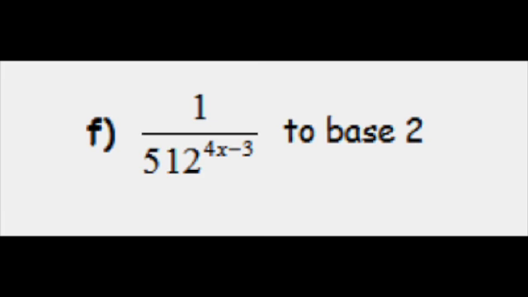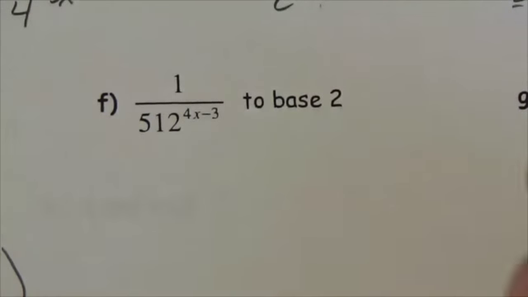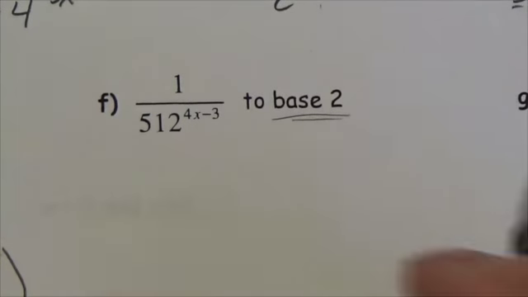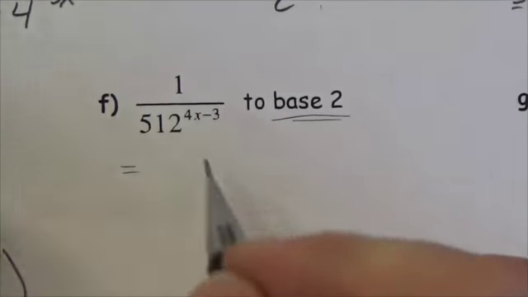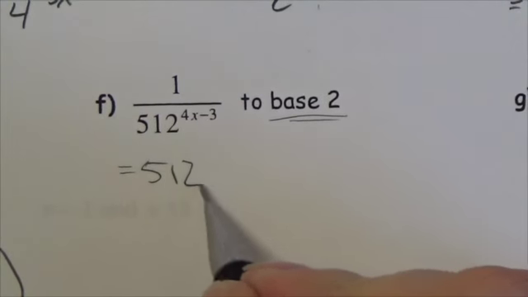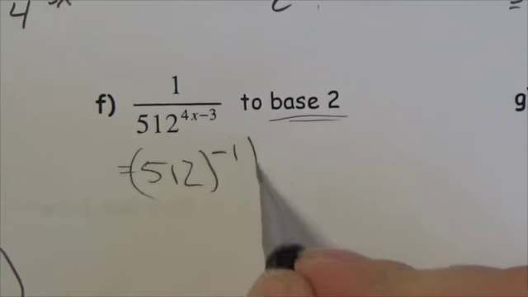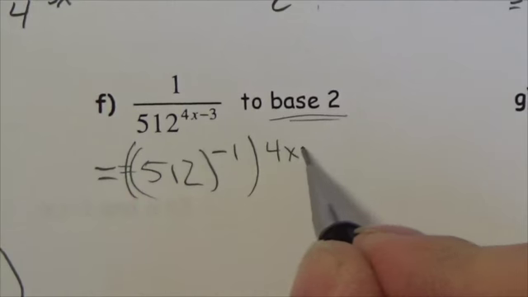1 over 512 to the 4x minus 3 to a base of 2. All right. So this question right here, a little bit of a bigger base here to work with, but that's okay. Here, when I ask you to convert it to base 2, you can pretty much guarantee that this can be written as a power of 2. Now, first thing we're going to do here is bring this denominator up into the numerator. So we're going to make this 512, okay, to the negative 1, to the 4x minus 3.